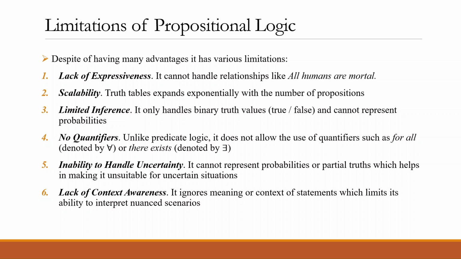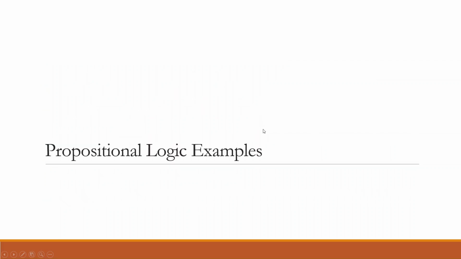No quantifiers. Unlike predicate logic, it does not allow the use of quantifiers such as for all, denoted by this upside-down A sign, or there exists, denoted by this backwards E sign. Inability to handle uncertainty. It cannot represent probabilities or partial truths, which makes it unsuitable for uncertain situations. And the lack of context awareness. It ignores the meaning or context of statements, which limits its ability to interpret nuanced situations.